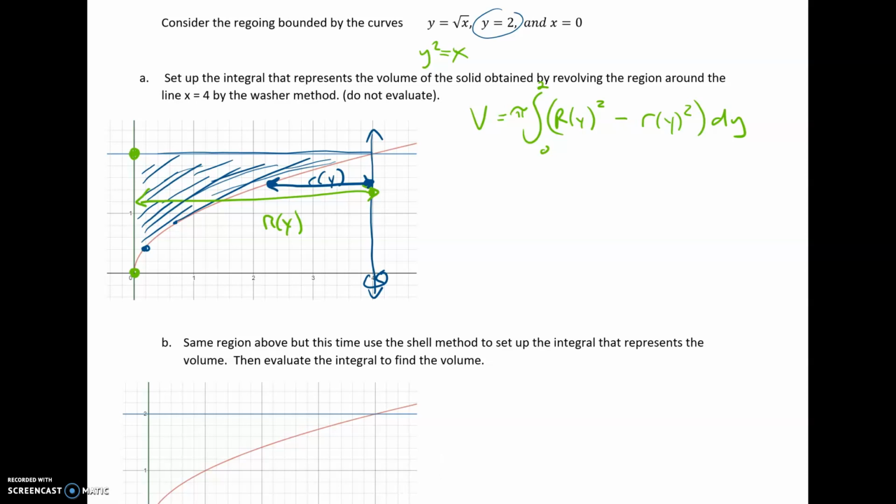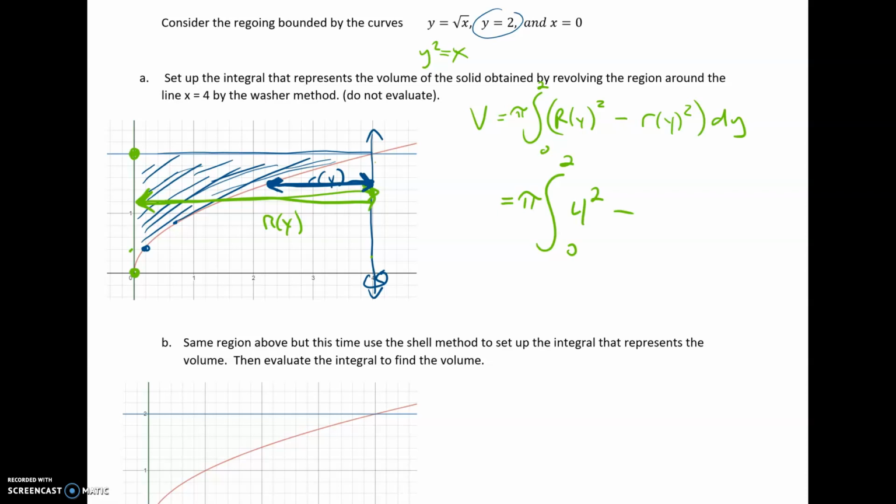So all that's left is to figure out a representation for the inner and the outer. The green distance is constant over this whole region, so the big R is constant. It's just 4. The distance from this line back anywhere is constant at 4. And the little r would be what I'm using a blue line for, the distance from here to here, which will depend on y.